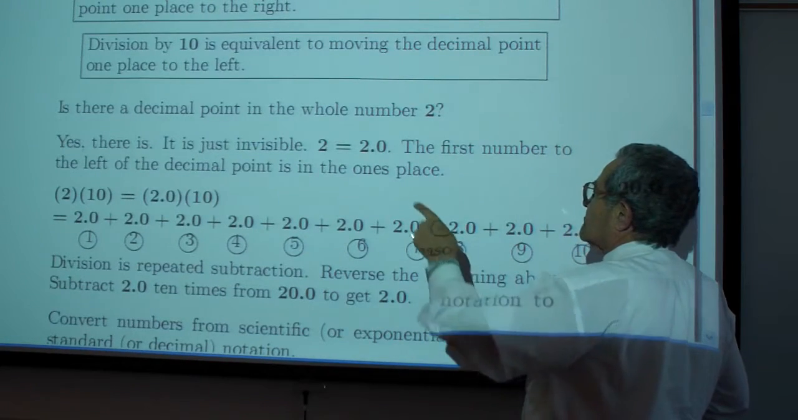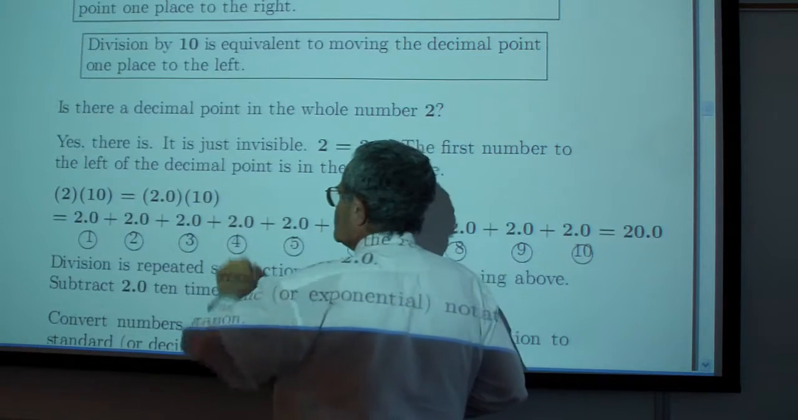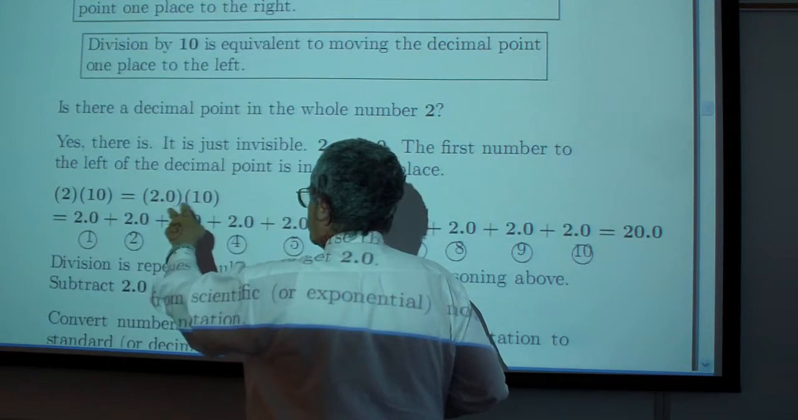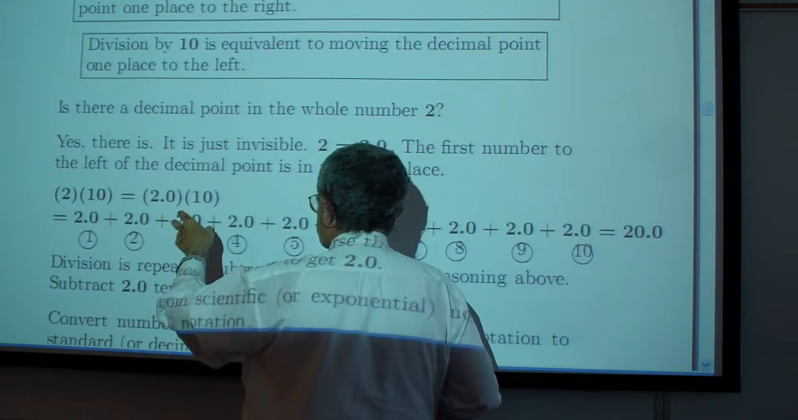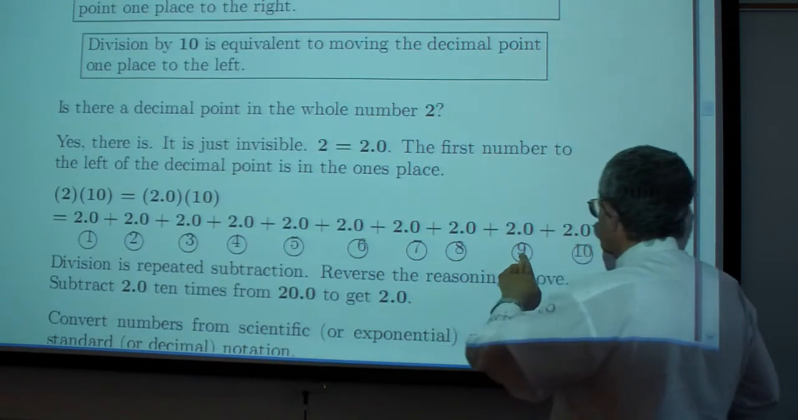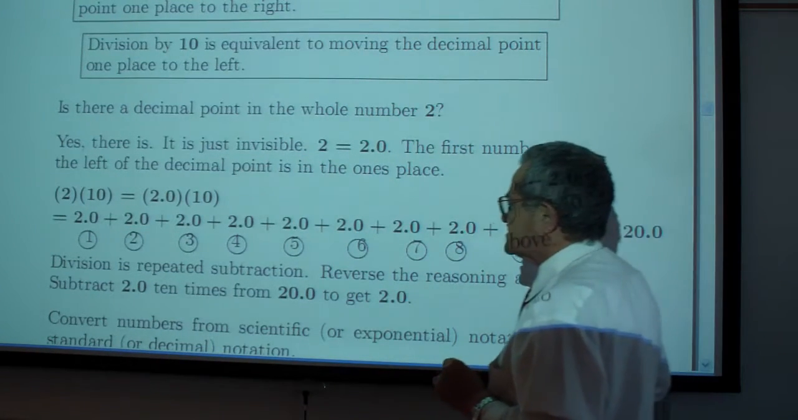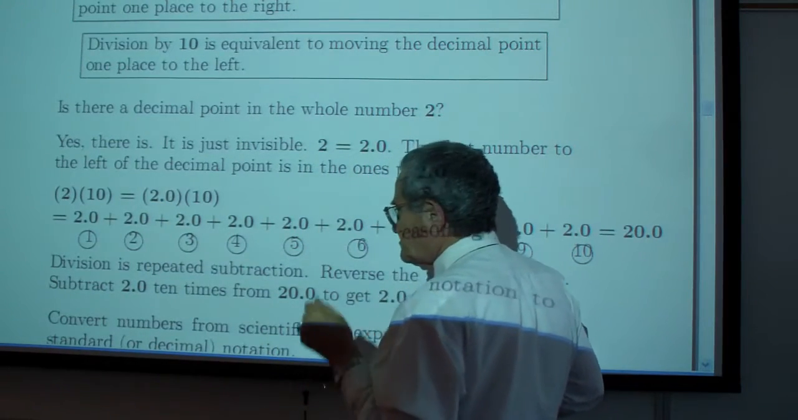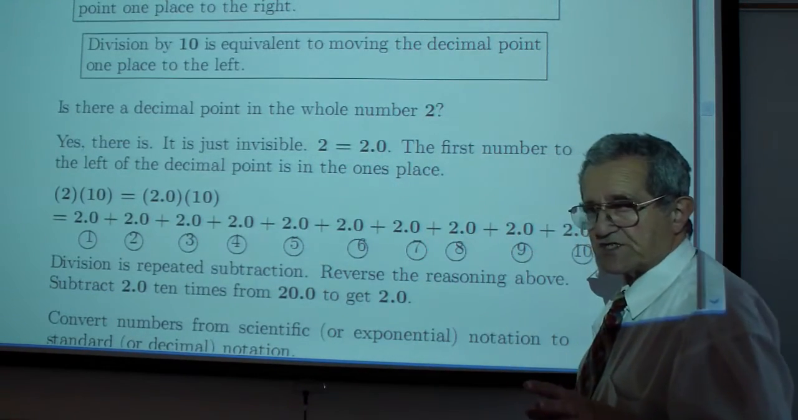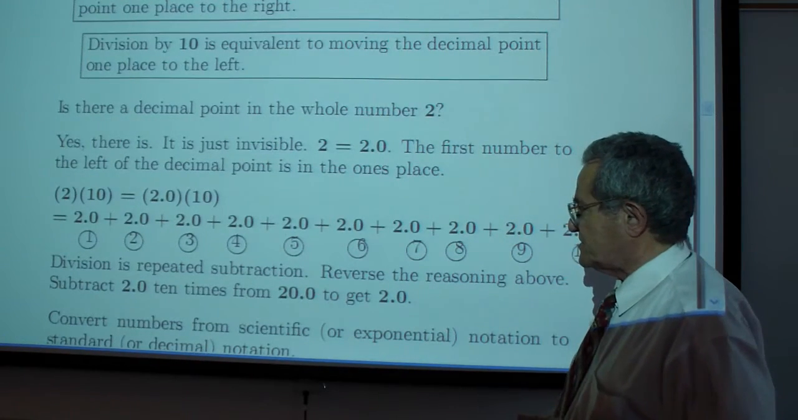Now, 2 times 10 is 2.0 times 10, and multiplication is repeated addition, so you get 2.0 plus 2.0 plus 2.0. 10 of these are added up, which gives you 20. Notice that the decimal point moved one place to the right. That's because we are using the decimal point to collect groups of tens.